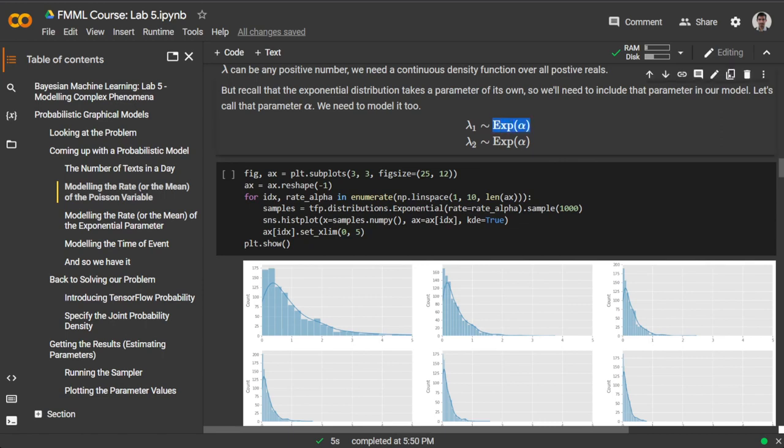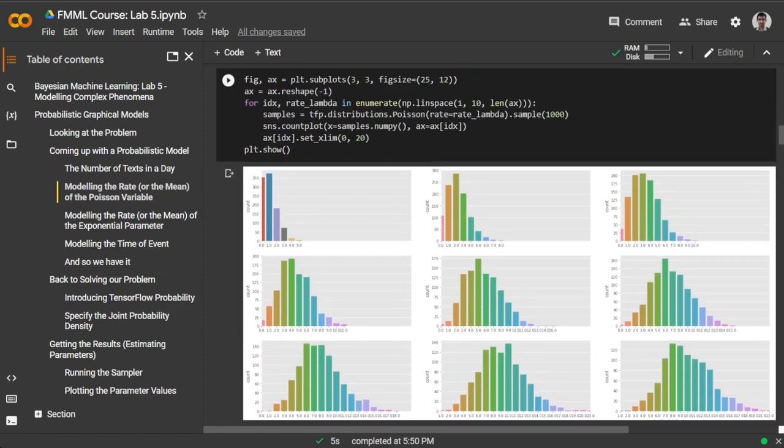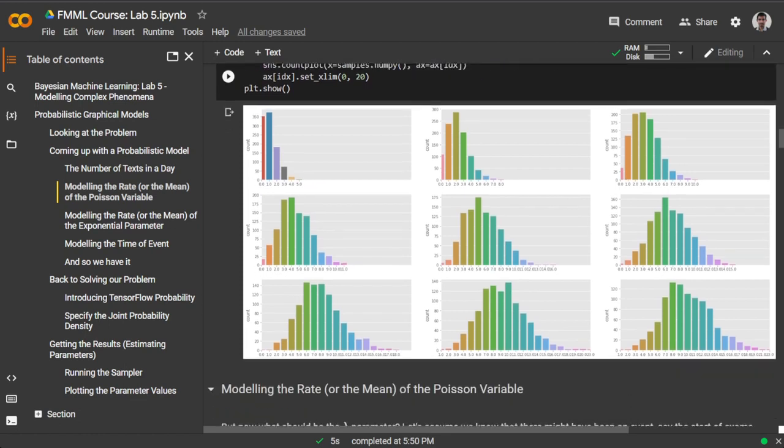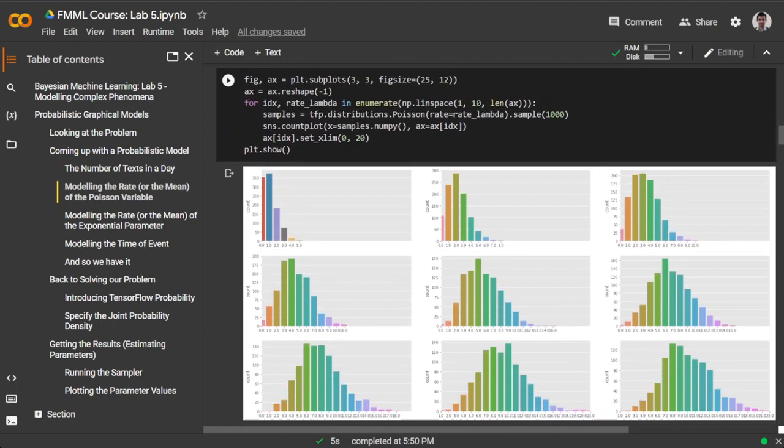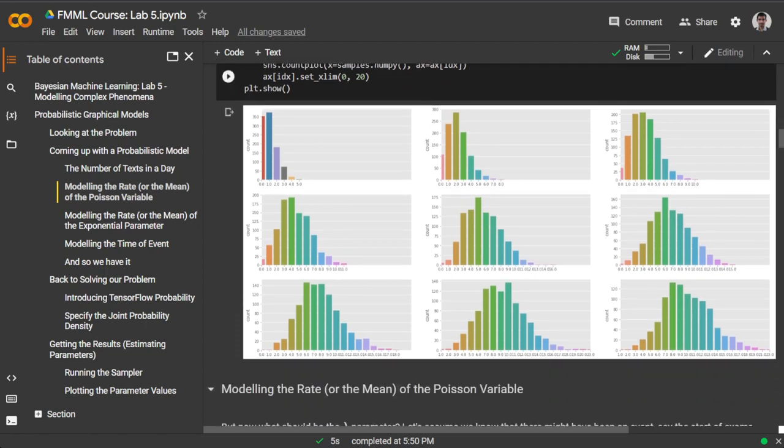Now note that the exponential distribution of alpha controls this lambda parameter, and the lambda parameter controls the Poisson random variables. Let's take a look at how the Poisson variables are affected when we change lambda. In this example, we have gone through values of lambda from 1 to 10, and we have sampled it at 9 different locations. As you can see, as we increase the value of lambda, the number of text messages a person receives on average keeps on increasing. So the higher the lambda, the more messages you get, and the longer your tail becomes.